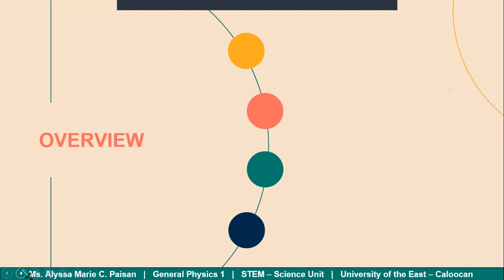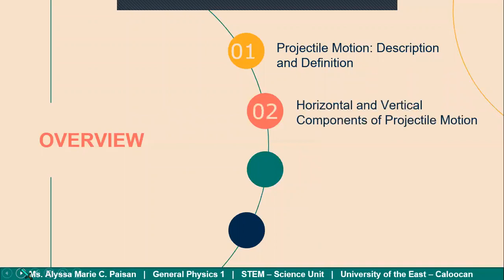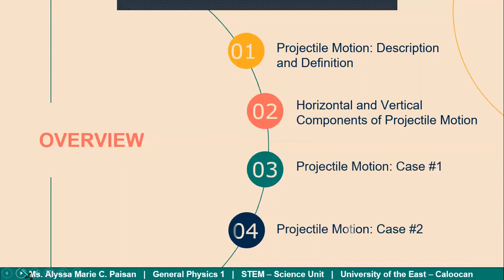As an overview, we're going to have the following subtopics. Number 1, projectile motion, description and definition. Number 2, horizontal and vertical components of projectile motion. Number 3, projectile motion, case number 1. And lastly, projectile motion, case number 2.